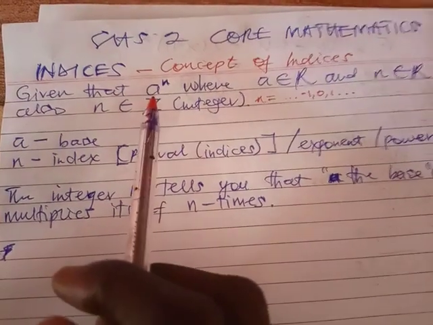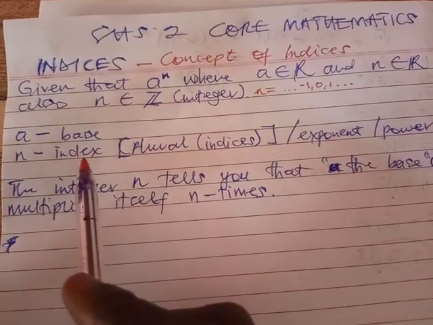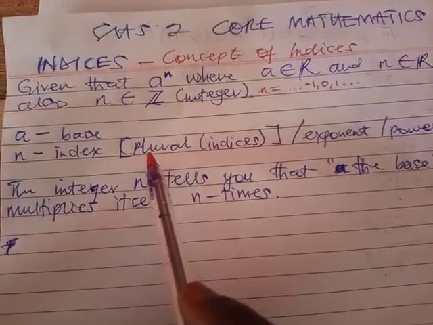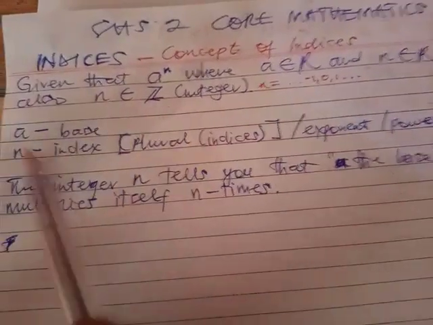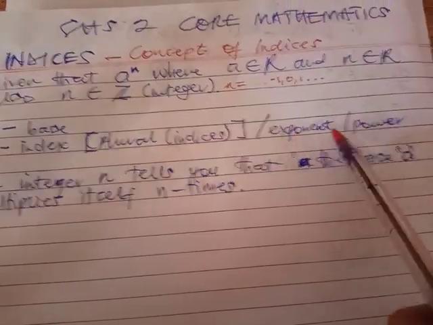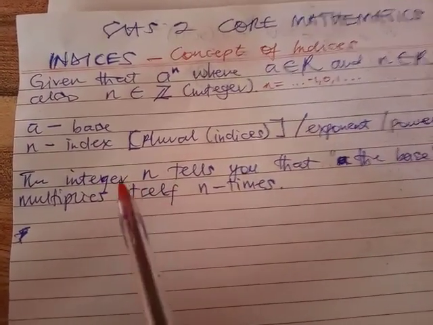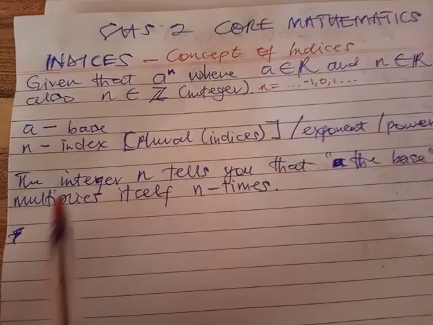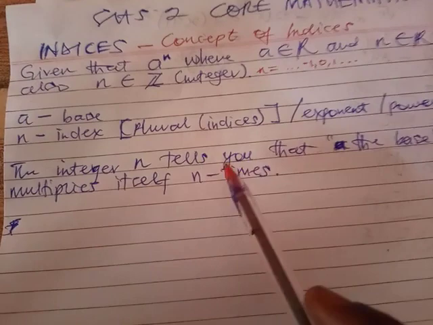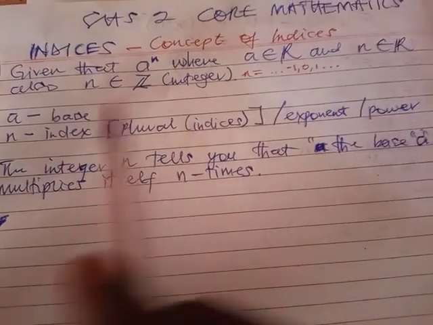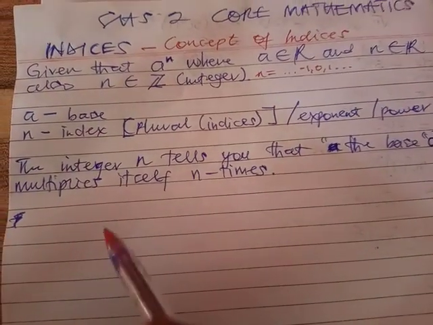Now, a is called the base. We pronounce a as base and we pronounce n as index. The plural form for index is what we call indices, which is where this topic gets its name. Now, n can also be pronounced as exponent or sometimes power. So, let's look at the relationship between a and n. The integer n here tells you that the base a will multiply itself n times.